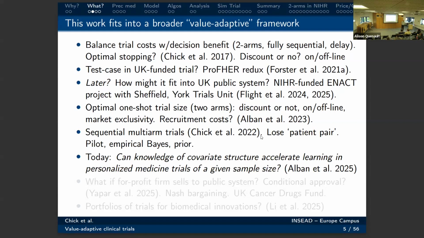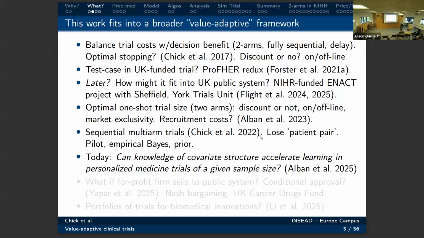Phase 2, phase 3 dose-finding trials. Today, I'll chat about how to adapt highly multi-arm trials to precision medicine, where we can measure some characteristics of patients, so we try to find what's the best treatment for each of the patients in a population. So that'll be the focus of today.